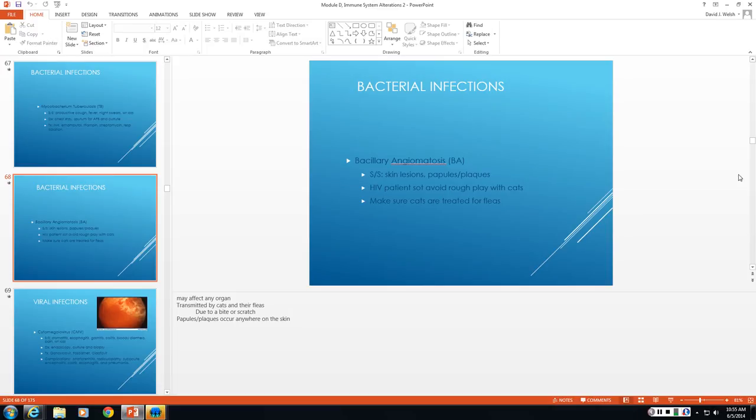Another bacterial infection is bacillary angiomatosis, or BA. Signs and symptoms are going to be skin lesions, papules, and plaques. Now, this can affect any organ. It's transmitted by cats and their fleas due to a bite or a scratch. These papules or plaques can occur anywhere on the skin.